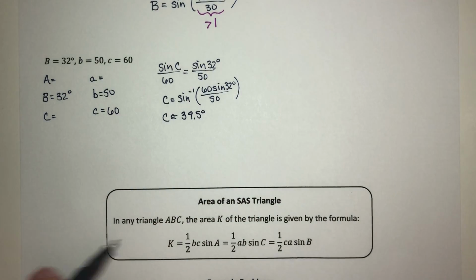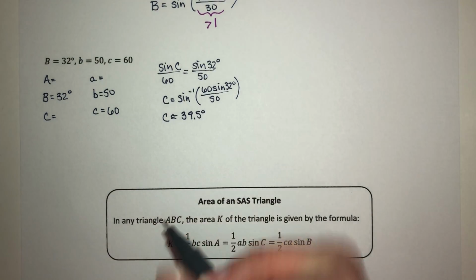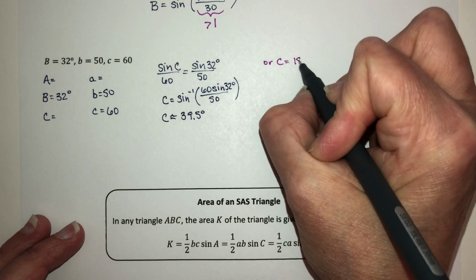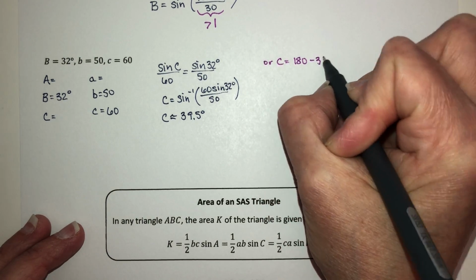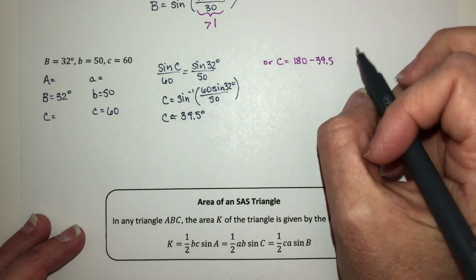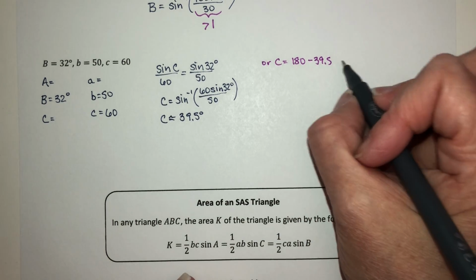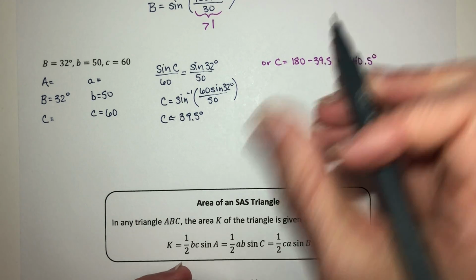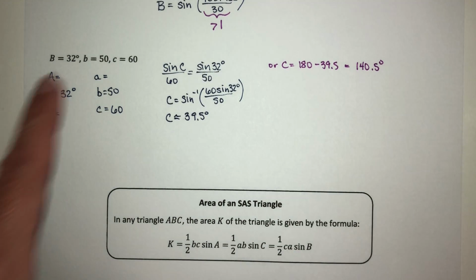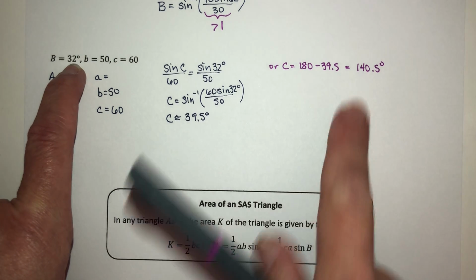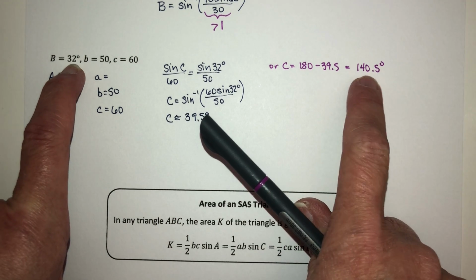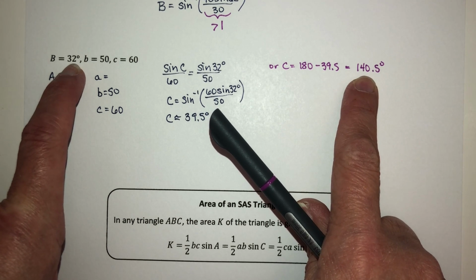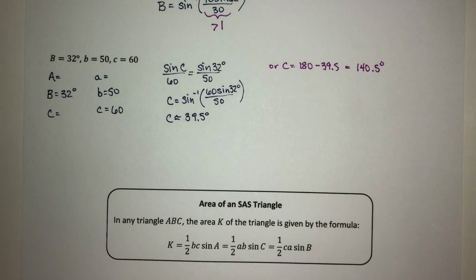And then we should look for the other possibility, 180 minus 39.5, and see if this is possible. And if you do that, you get 140.5 degrees. And if we add the 32 degrees to that, we are still less than 180. So we have two answers here. We have two triangles, okay?